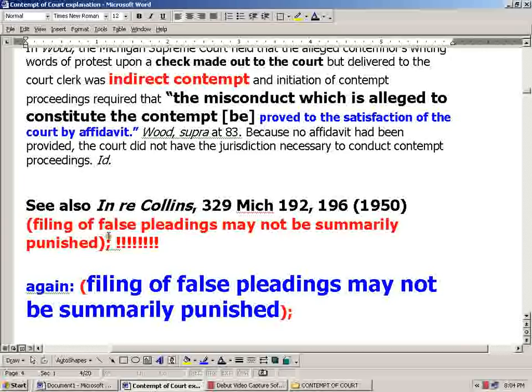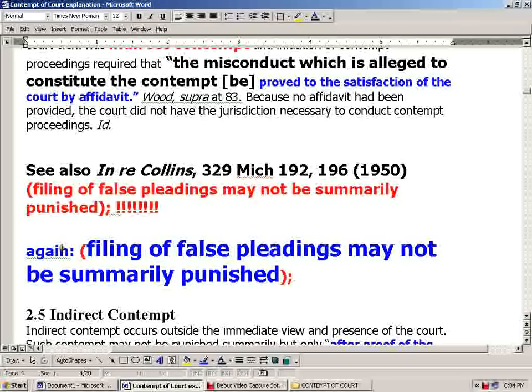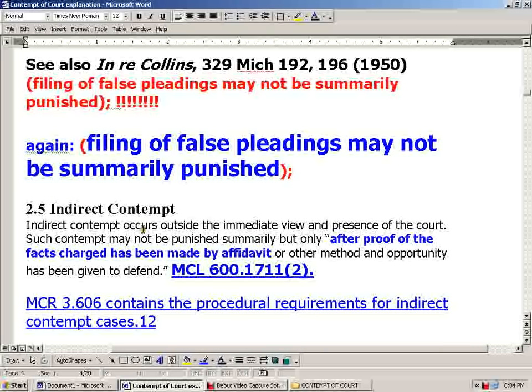Filing a false pleading may not be summarily punished. Again, filing a false pleading, fraud, may not be summarily punished as contempt. You have to provide an affidavit. It's indirect contempt. Indirect contempt occurs outside the immediate view and presence of the court. Such contempt may not be punished summarily, but only after proof of the facts charged has been made by affidavit, or other method, and opportunity has been given to defend, per 600.1711(2).